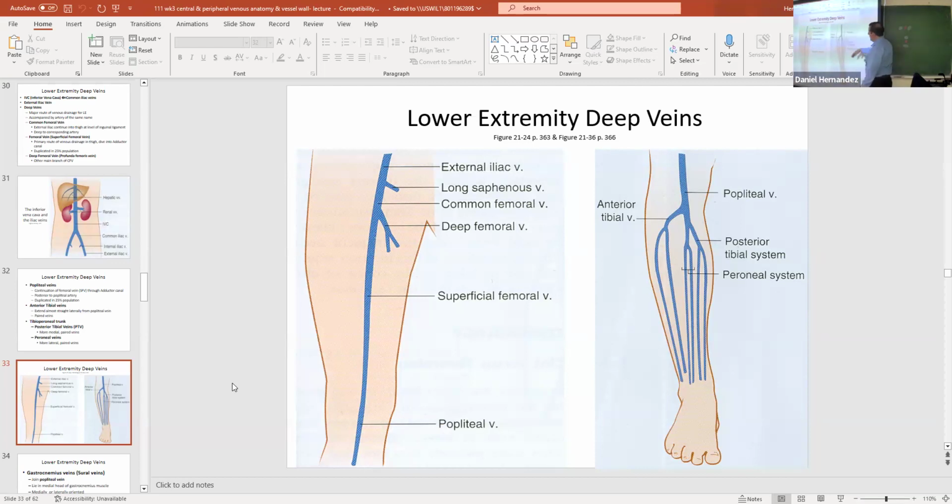Popliteal can sometimes be duplicated, so we could potentially have two popliteal veins. Same with the femoral vein. About a quarter of the population will have a duplicated femoral vein or a duplicated popliteal vein. So just be aware of that. All of these are deep veins because they all have corresponding arteries with them.